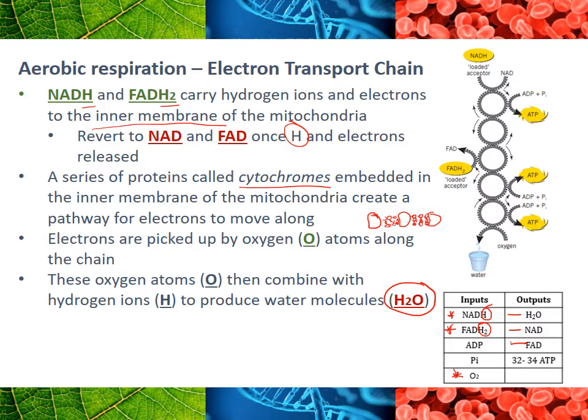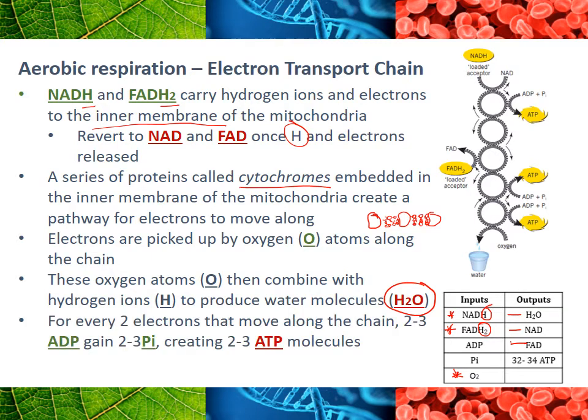Okay, so we've accounted for most of the things there, but again, the point of all of this is energy, ATP production. And this is where the money is. In the electron transport chain is where the majority of ATP comes from. So every time two electrons move along this chain, 2 to 3 ATP molecules are made. Okay, so ATP is made by adding the phosphate to the ADP, as it always is. We get 2 to 3 ATP molecules for every 2 electrons.